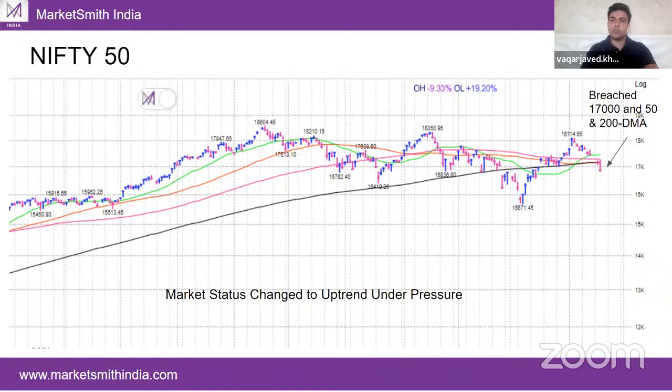As we all know about William O'Neill's methodology, when the D days get piled up, you have to change the market status. So currently we are standing at distribution day count of 4. So we change the market status to uptrend under pressure. Going forward, if D days continue to pile up, we may have to change the market status to downtrend. Or on the flip side, if Nifty is able to take the recent high, which we mentioned as 18114, then we can change the status back to confirmed uptrend.